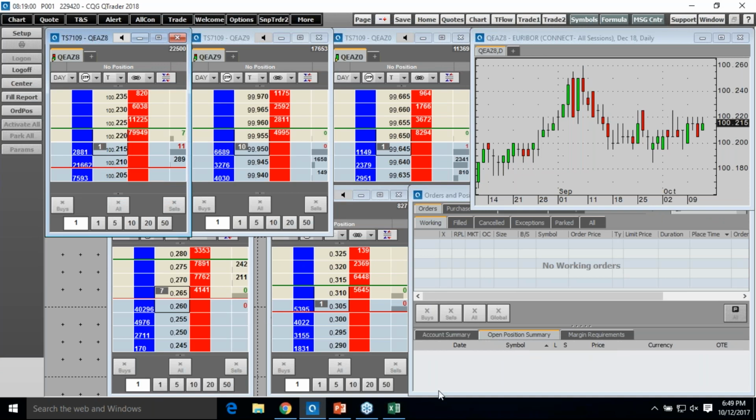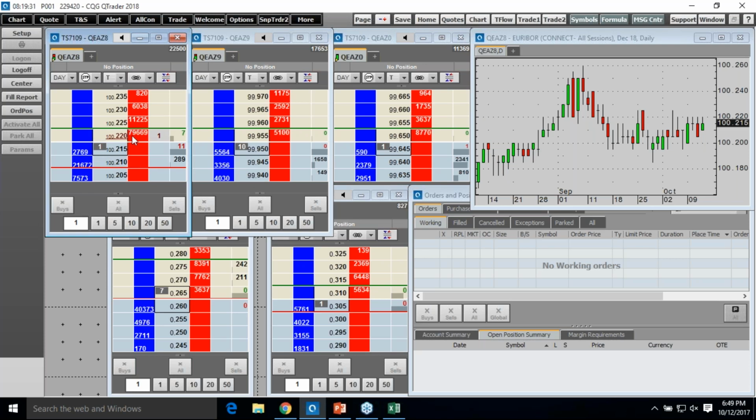Now, for those of you who would like to understand what this price means, the first contract I'm looking at is a QEA Z8, right? And Z8 stands for December 2018. A price of 100. So this market is currently bid 215. 100 is constant, so I'm going to say 215 is the bid price with 2778 lots. And 220 is the ask price with close to 80,000 contracts, right?